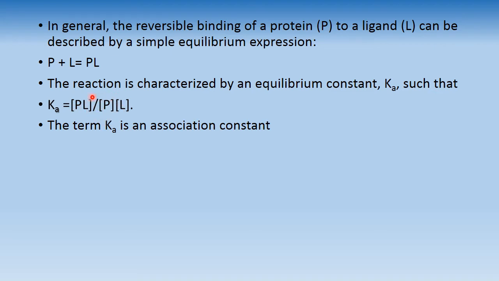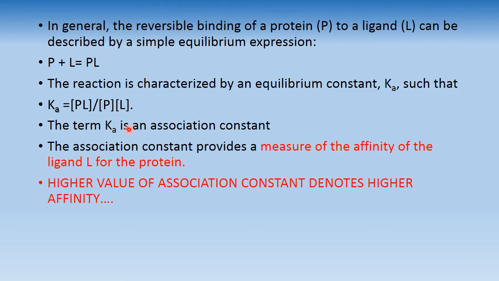What is the concentration of protein that you have, and what concentration of ligand are you adding to it? On the basis of this, you can determine the association constant and know the affinity. The association constant provides a measure of the affinity of the ligand L for the protein. So a higher value of Ka denotes a higher affinity.